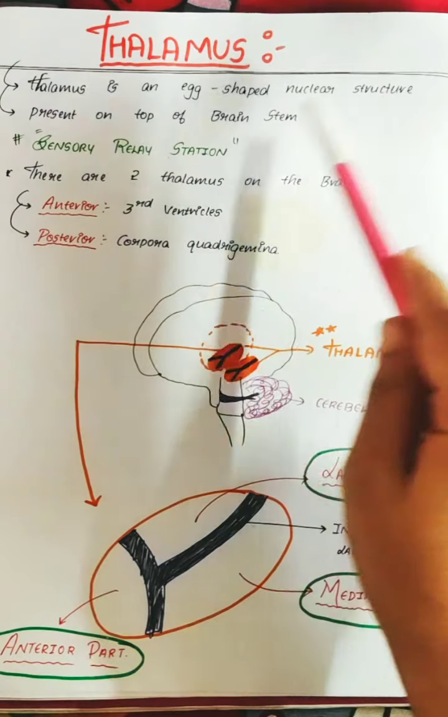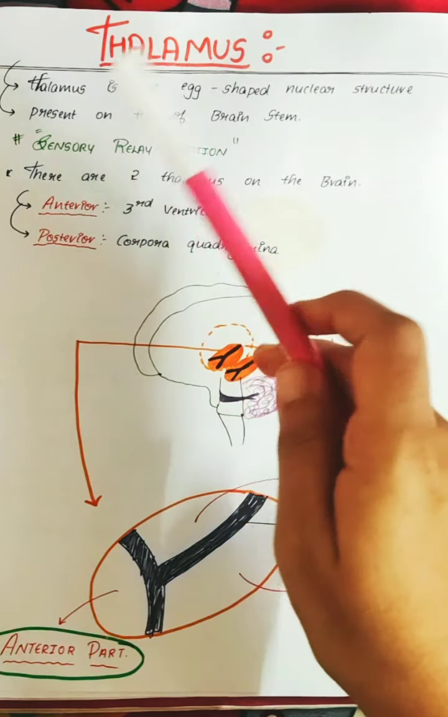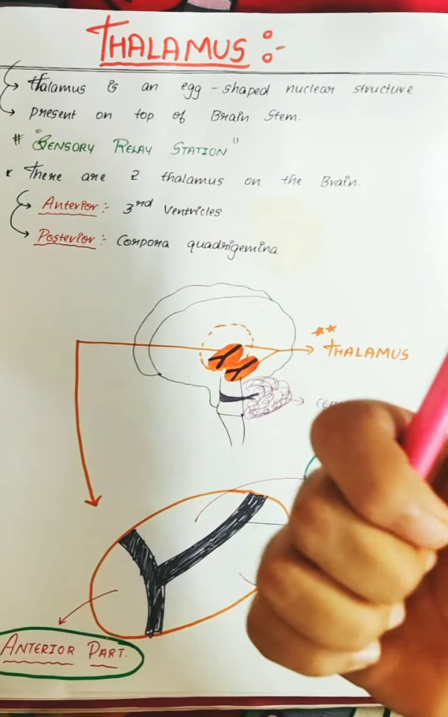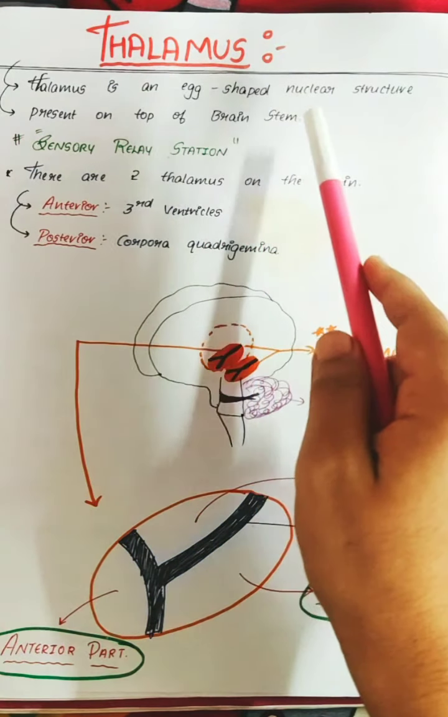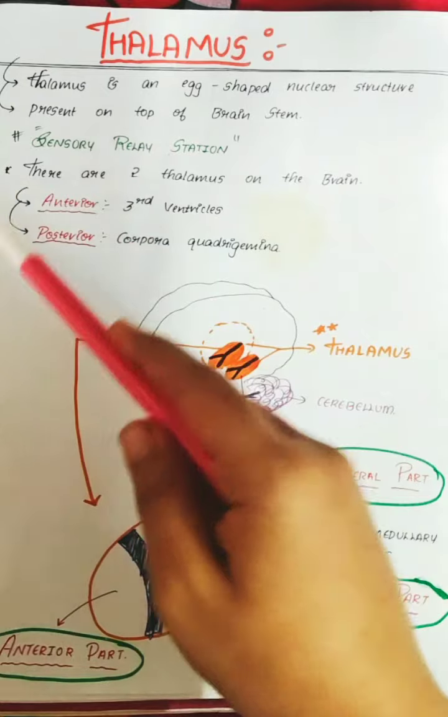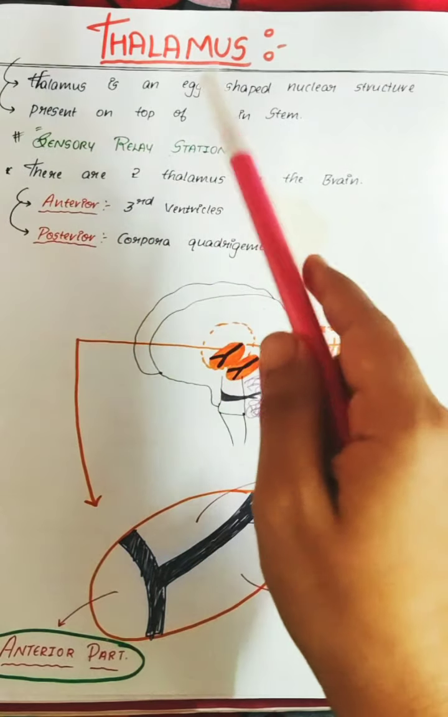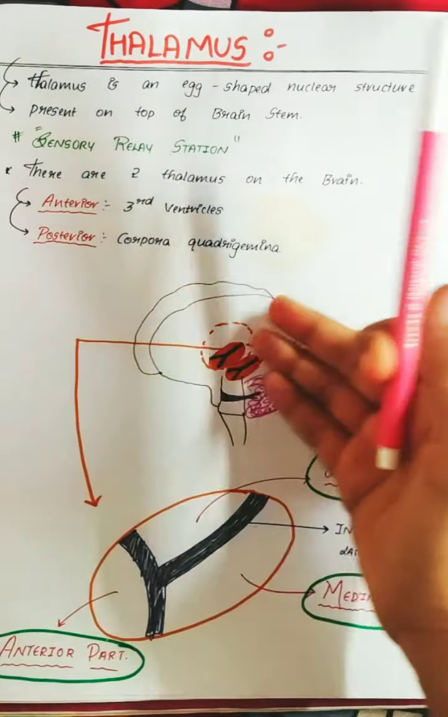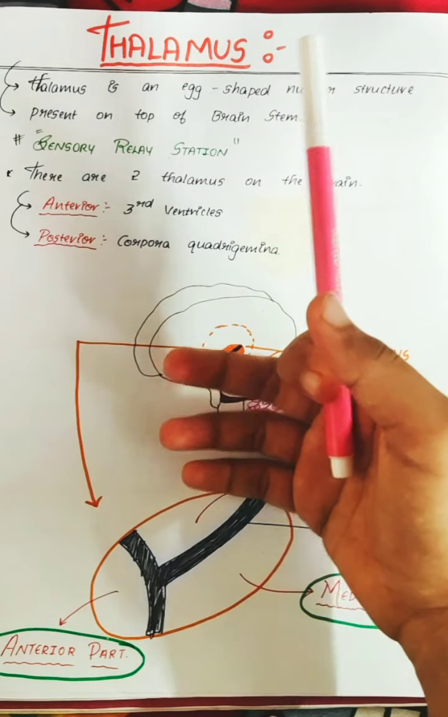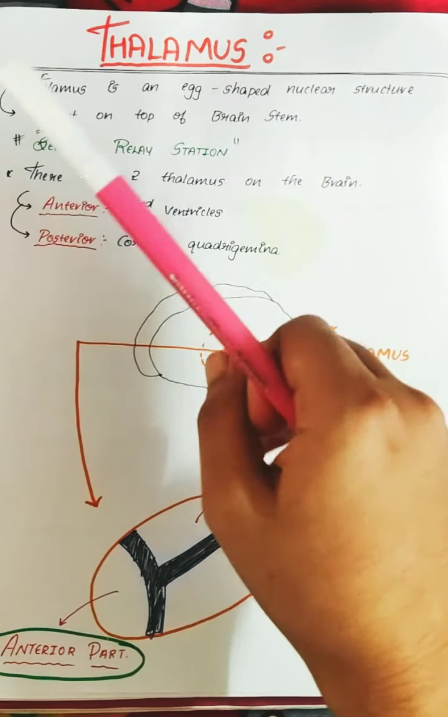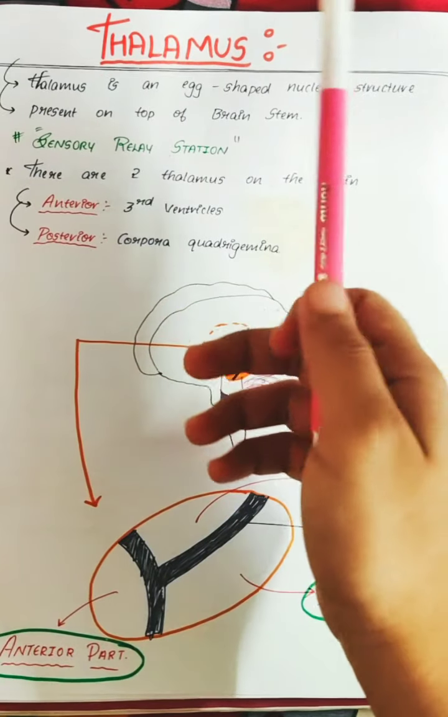So it is present on the top of the brainstem. You know the brainstem structures: midbrain, medulla oblongata, as well as the pons. It is also called the sensory relay station. You know the relay station. When you study the ascending tracts and descending tracts, you can see the thalamus, which acts as a relay station to convey information to the sensory cortex area.